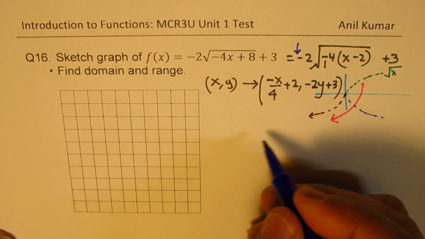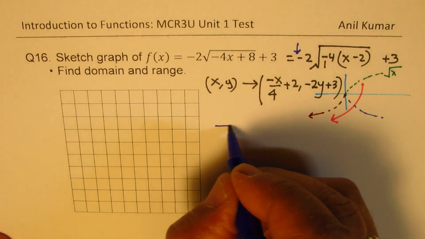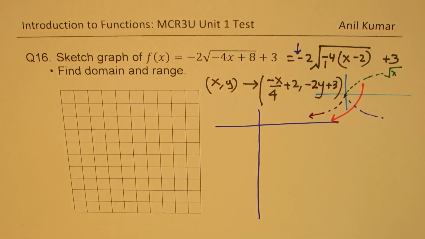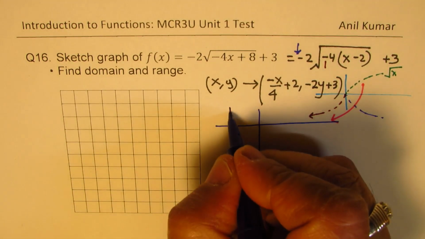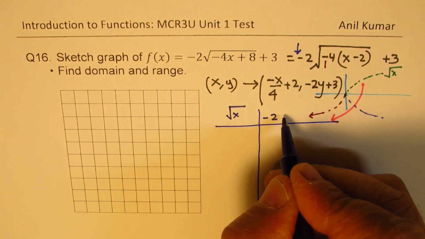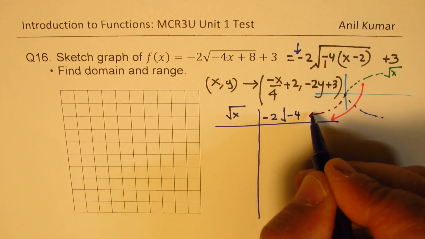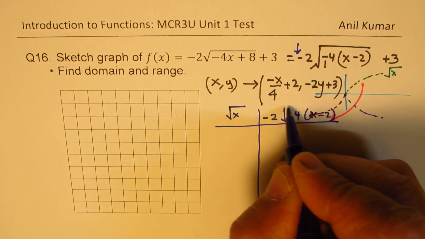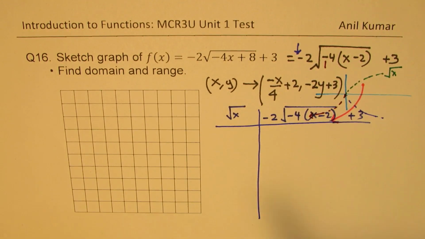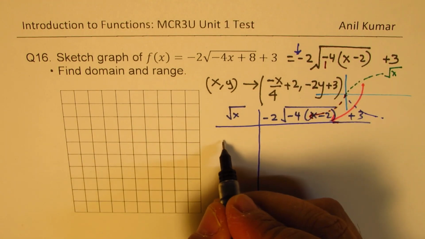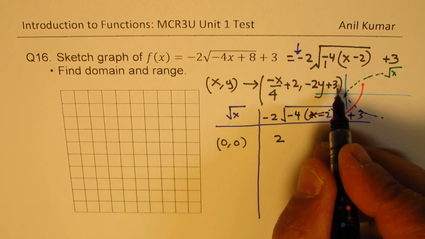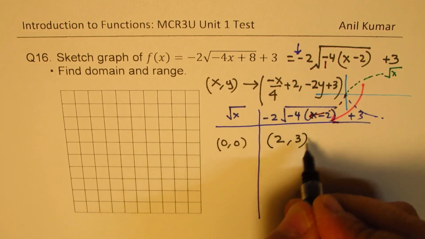Okay, so with this, we'll actually make a table of values and we'll map some of our values. So on the original function, which is, let us say, square root of x, and here we have this transformed function, which is minus 2 square root of minus 4 times (x minus 2), plus 3. So we'll calculate some values. So let us take origin, because in this it is always from 0, 0. So if I put 0 here, we get 2, and there we get 3. So we have a point 2, 3.